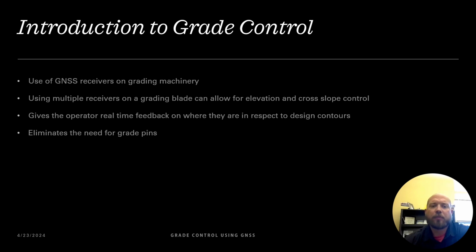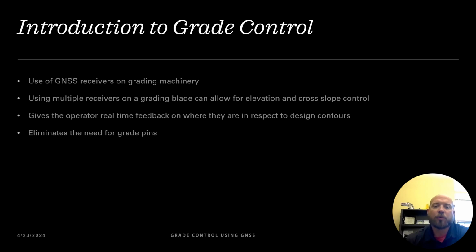Grade control works by implementing GNSS receivers on grading machinery. You can use multiple receivers on a grading blade that can allow for elevation and cross slope control. So you'd set one up basically on each side of the grading blade, and you could tell how the grading blade is sloped and how much each side needs to drop to get to your design contours, design grade.